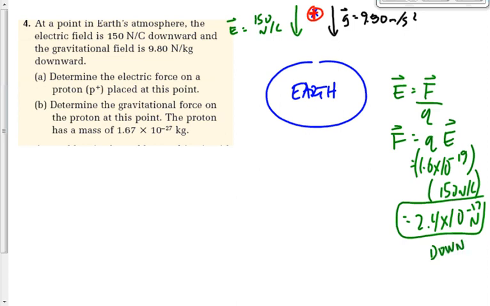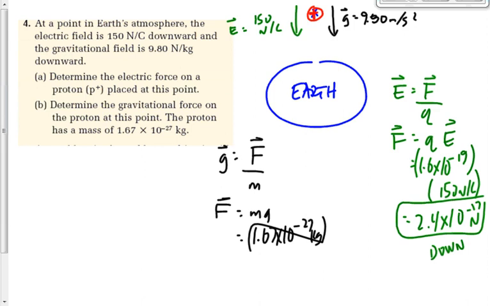Now what about the gravitational force? We'll do the same basic thing. G is equal to F over M. That's my gravitational field equation for the experiencer. Rearrange that, it becomes M times G. That's 1.67 times 10 to the minus 27 kilograms, which is on your data sheet, times 9.80. Multiply those together, it's going to give me something like 1.6.